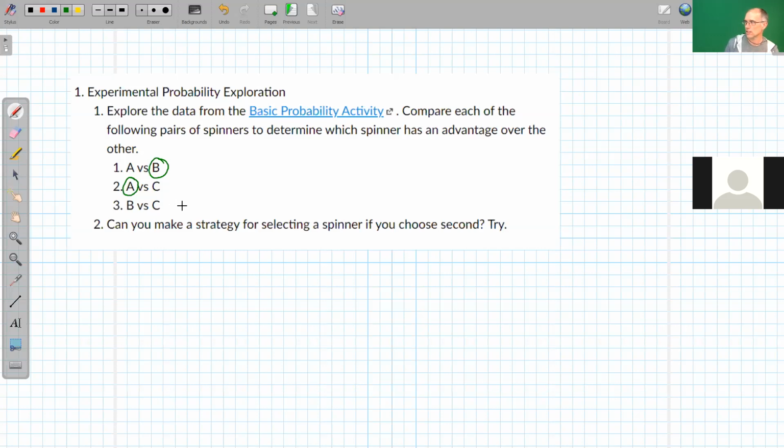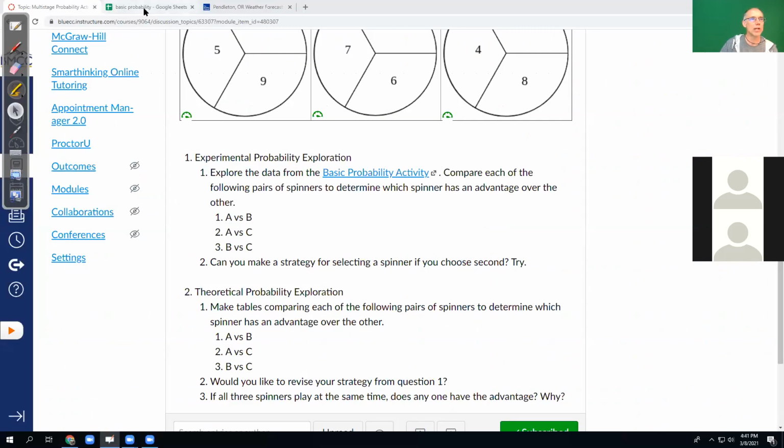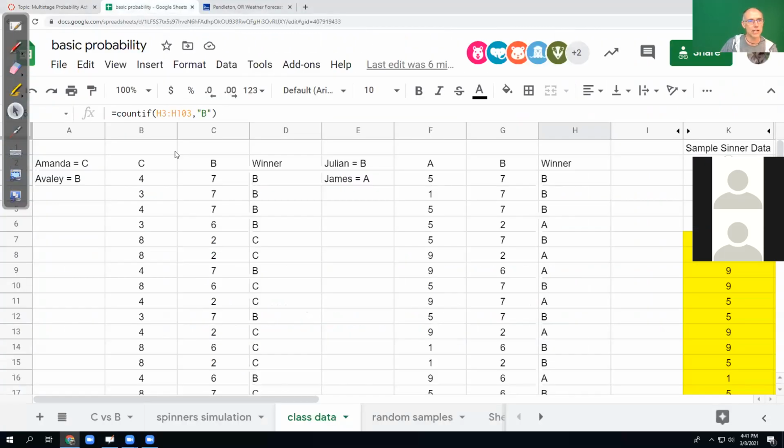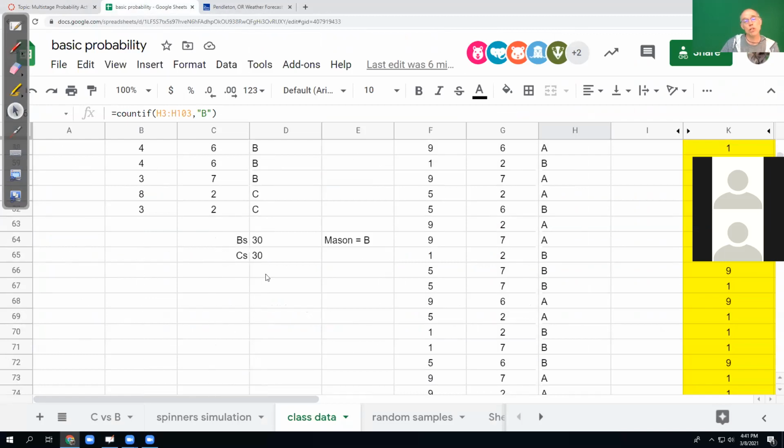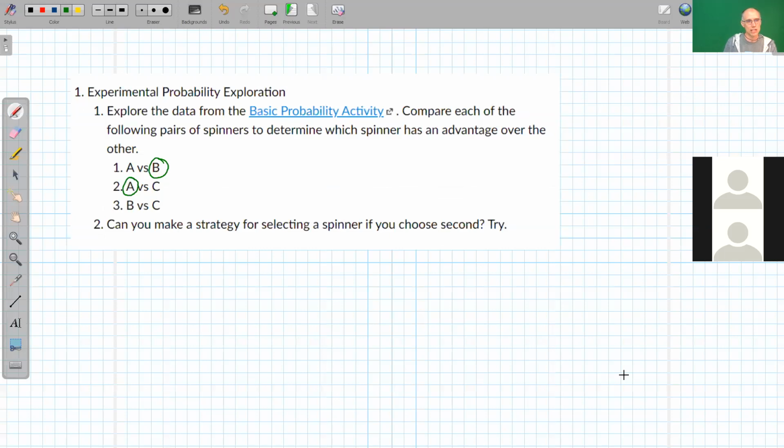Our group chose B, but I'm not really sure. That one was kind of confusing. I thought it was a tie when I looked at the data. What did we have there for the class data? It was like 30-30, B versus C. So based on the class data, they're equal. So that's all we have to go with. So we're just going to say this is a tie.